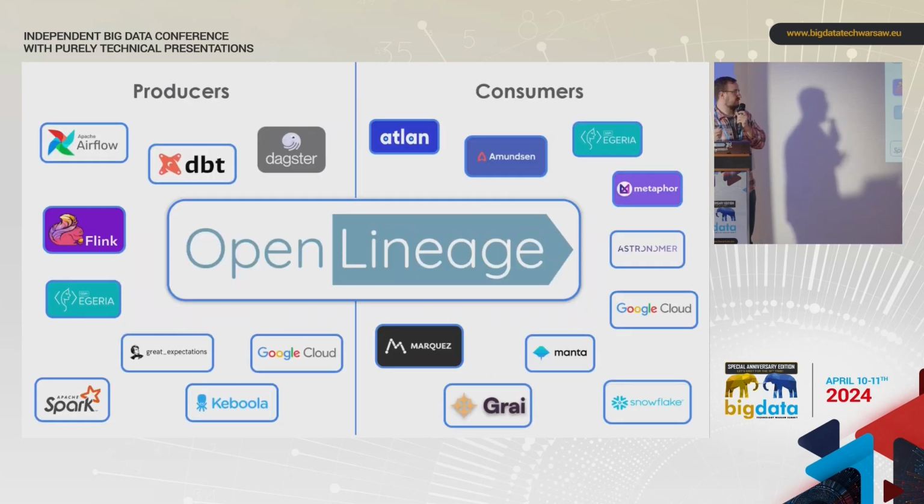So, and the OpenLineage community is growing, and it's already pretty big. We have a lot of integrations with producers and consumers. We have great integration with Apache Airflow, with Apache Spark, with dbt, and some great consumers like Atlan, Google Cloud, Astronomer, and the open source tool Marquez.